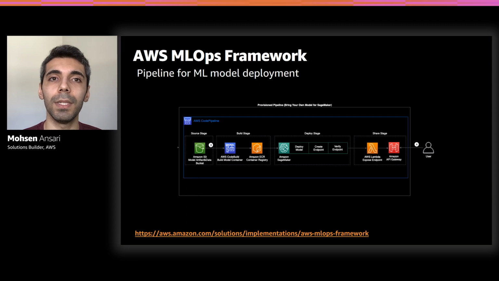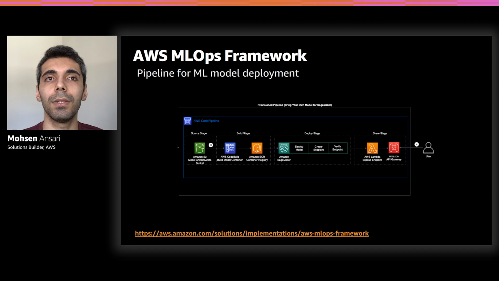And then in the share stage, we share that created SageMaker endpoint to the users by connecting an Amazon API Gateway API endpoint to the SageMaker endpoint that was created. This way, the user can send inference requests to API Gateway, and it will get to the SageMaker endpoint and come back to the user.